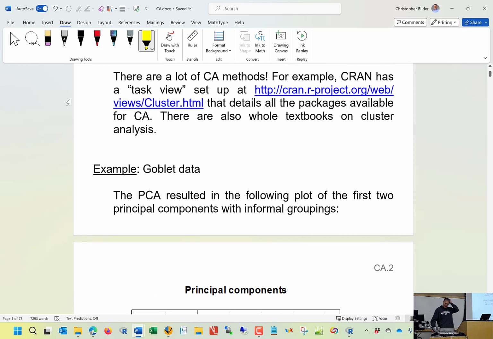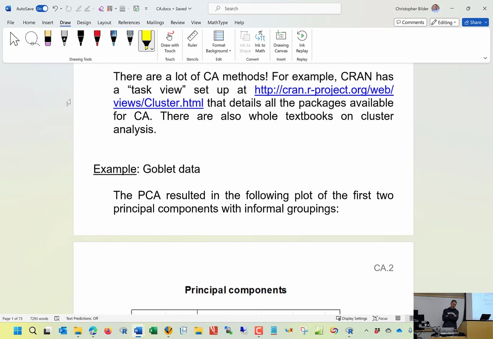Okay. Now, there are a lot of cluster analysis methods out there. In fact, I bet you could teach a whole course on cluster analysis. There are actually whole books on it. And so as you can imagine, we can't talk about everything with cluster analysis. We'll spend about maybe 2 weeks on it. And so we'll talk about the most commonly used methods out there.